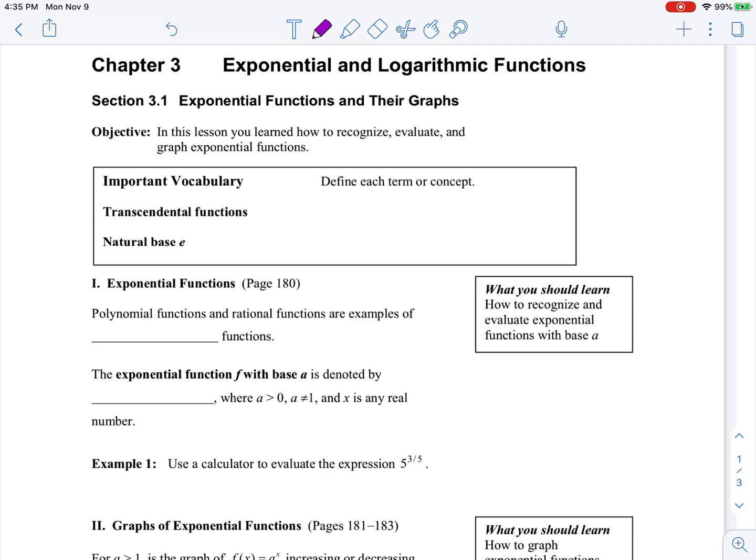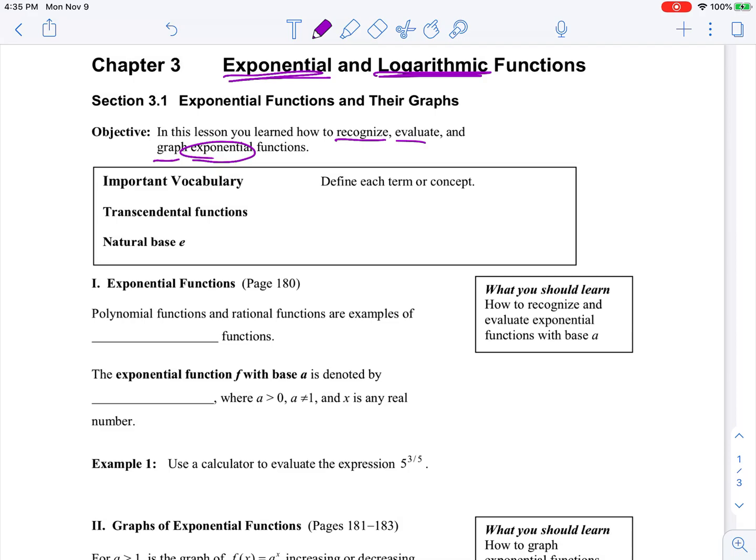We're starting chapter 3. Make sure that you download the note-taking guide for this section and use it. If you'd like to, you can always take notes old-fashioned. So we're talking about exponential and logarithmic functions. I know that you've probably seen these before. We're going to go more in-depth with this. We're going to recognize, evaluate, and graph exponential functions.